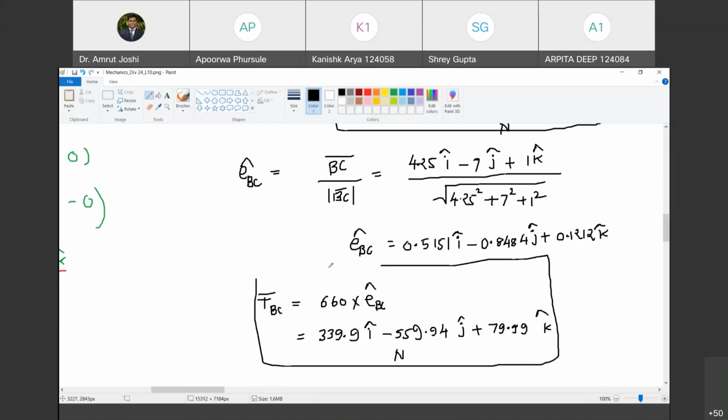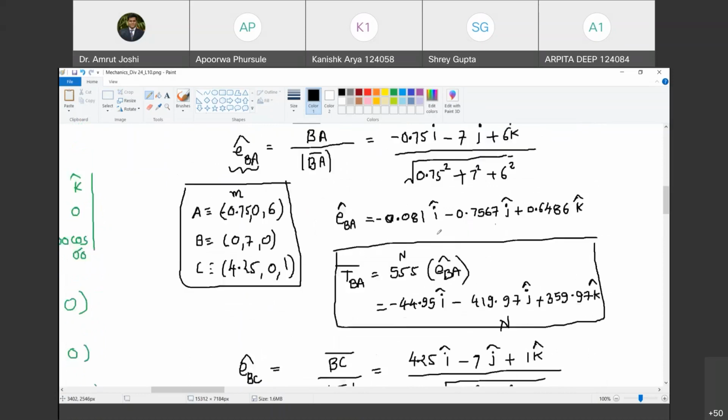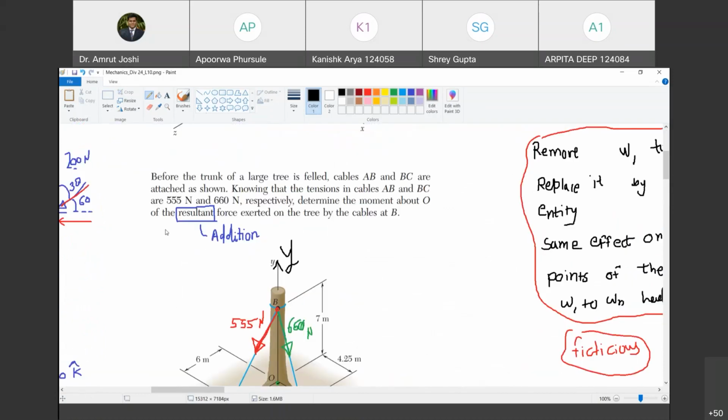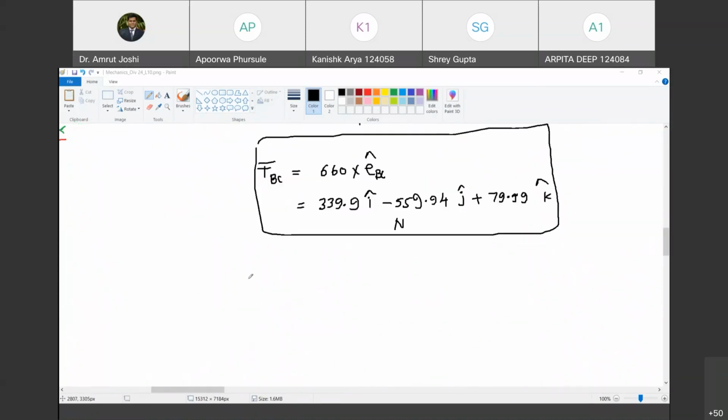Happy? So we have now found the vector representation of tensions in cables BA and BC. And now we have to find their resultant. Right now we have not yet defined what the resultant is thoroughly, but here we take it as the addition of these two tensions. Do you agree with me? Yes, sir. So what is the resultant of these two tensions, or the addition of these two tensions?